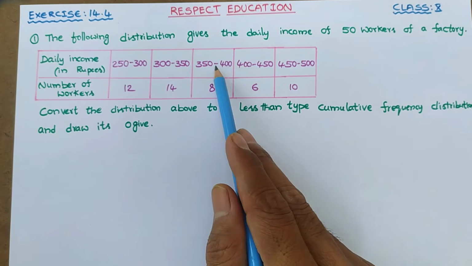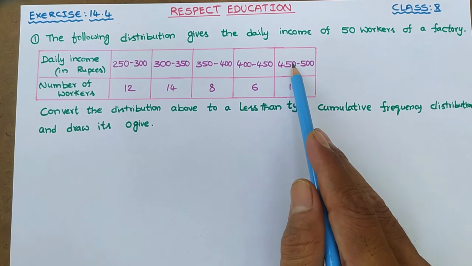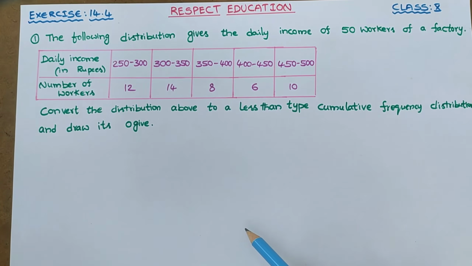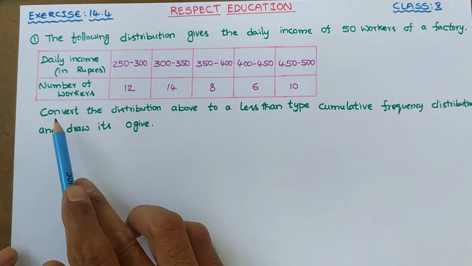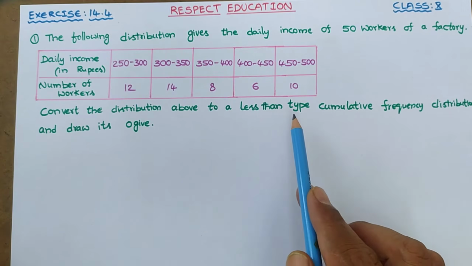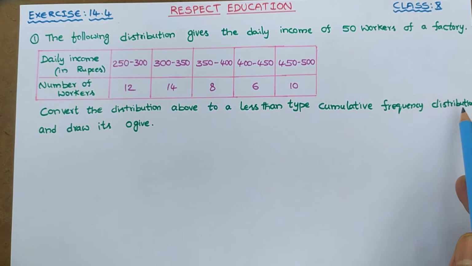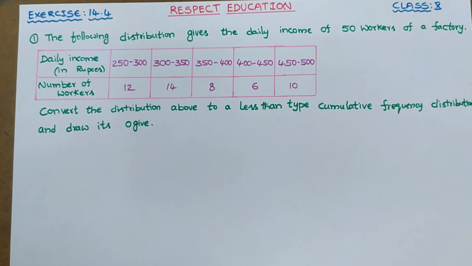Similarly, 350 to 400, 8 workers. 400 to 450, 6 workers. 450 to 500, 10 workers. Now the question is: convert the distribution above to a less than type cumulative frequency distribution and draw its ogive.